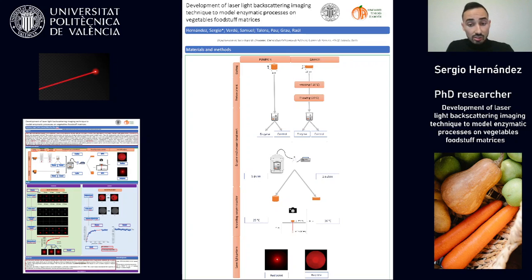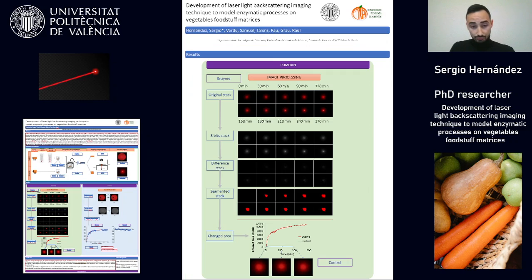After enzyme impregnation, samples were introduced into a dark chamber at room temperature in the case of pumpkin and at 36 degrees for carrots to accelerate the enzyme reaction. The laser light backscattering imaging device was placed on the dark chamber. Light patterns generated on the sample surface were recorded along the study. In relation to pumpkins, a red point was used, while for carrots, a red line was selected.